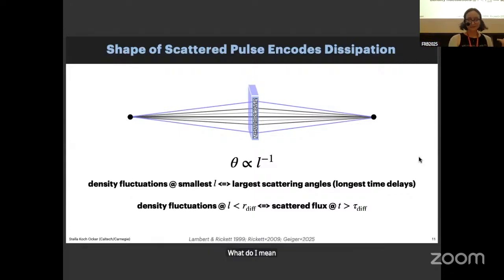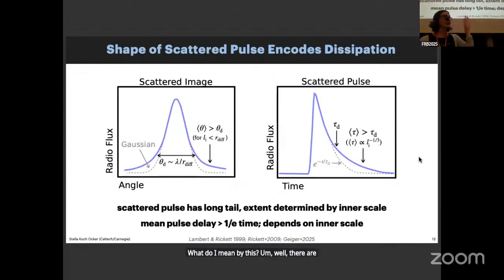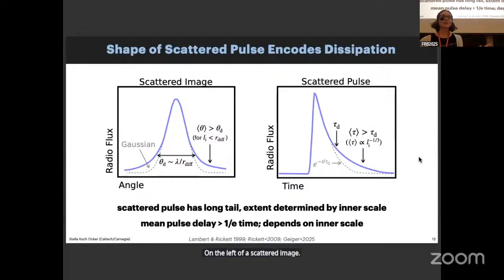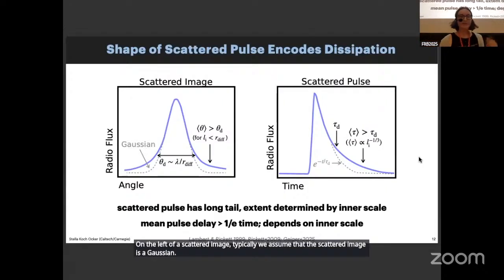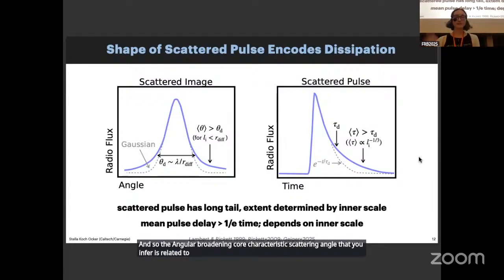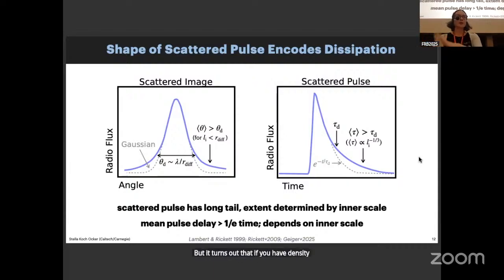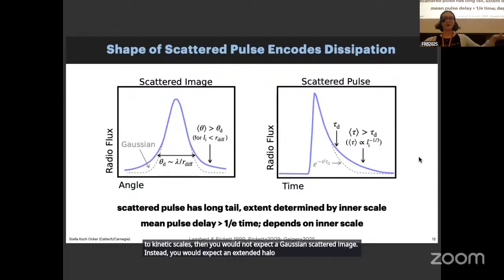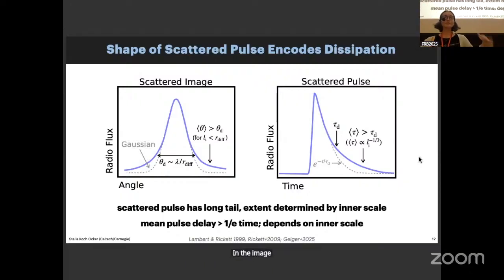What do I mean by this? Well, there are two ways of looking at this. Here you can see a cartoon on the left of a scattered image. Typically, we assume that the scattered image is a Gaussian. And so the angular broadening, or characteristic scattering angle that you infer, is related to the diffractive scale, or r_diff. But if you have density fluctuations going all the way down to kinetic scales, then you would not expect a Gaussian scattered image. Instead, you would expect an extended halo with long wings in the image. And those wings precisely arise from the density fluctuations at these tiniest spatial scales.